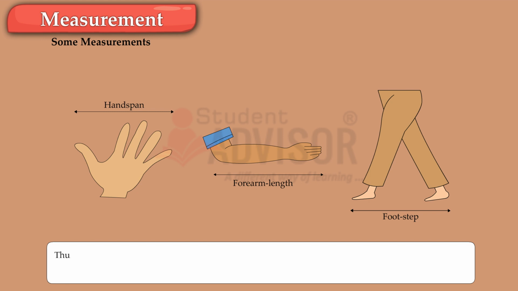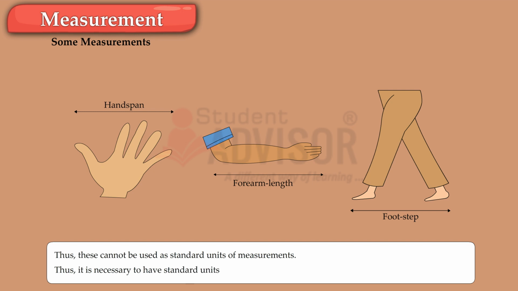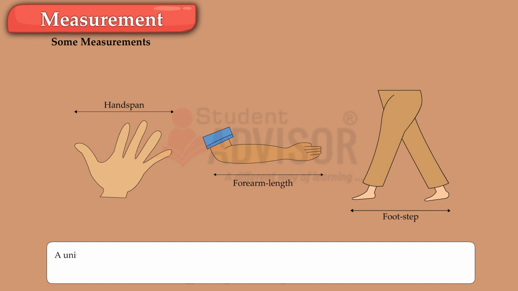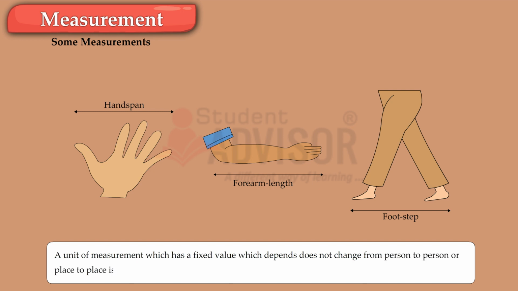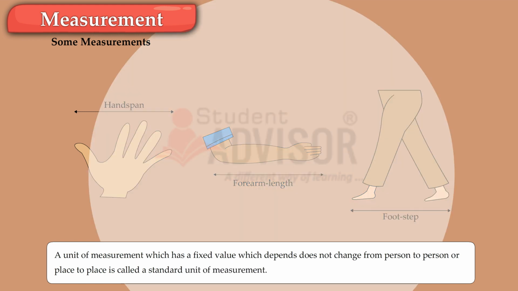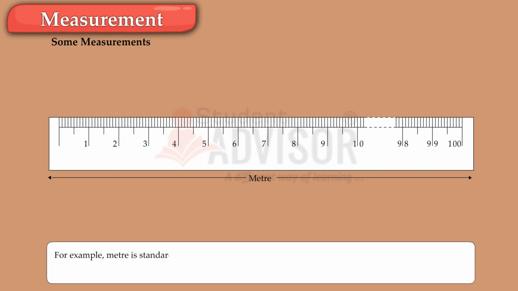Thus, these cannot be used as standard units of measurements. Thus, it is necessary to have standard units of measurements for the sake of uniformity in measurements. A unit of measurement which has a fixed value, which does not change from person to person or place to place, is called a standard unit of measurement. For example, meter is the standard unit of measurement of length.